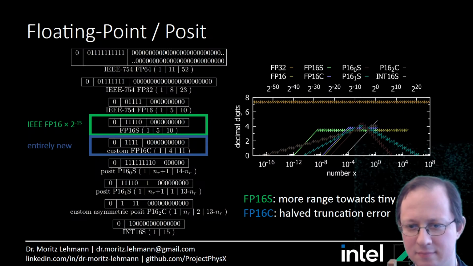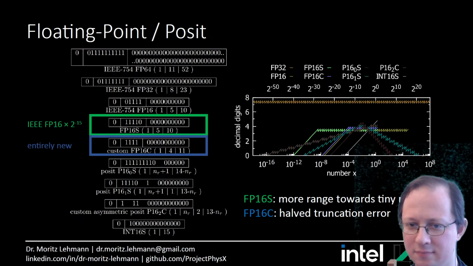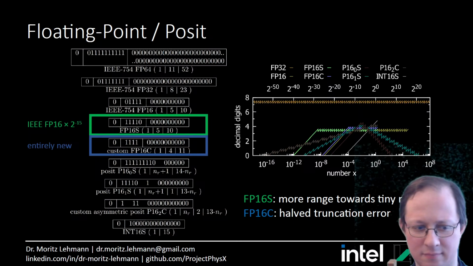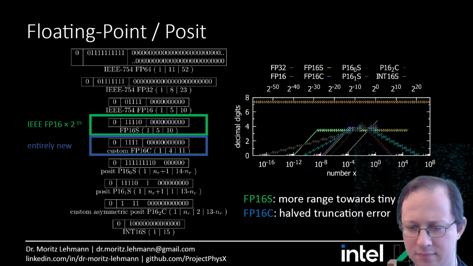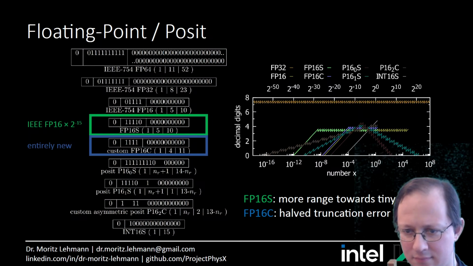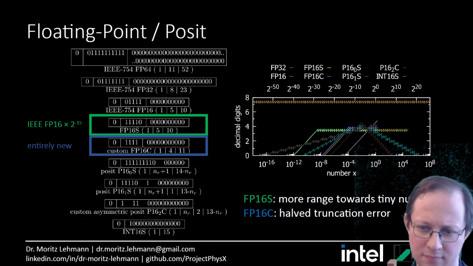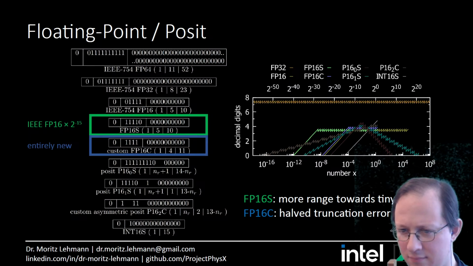And on the top is FP32, in this range from like 10 to the power of minus 16 to 10 to the power of 8. The precision for FP32 is always the same. But for the FP16 formats, it's not. So if you look at the bright green one, this is the shifted format that I'm using. You have a certain range where you get like 3.5 digits, and then towards small numbers, from 10 to the power of minus 8 to 10 to the power of minus 12, it goes down. This is the so-called denormalized range.